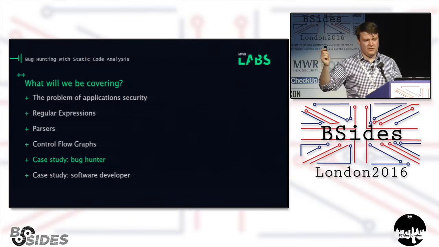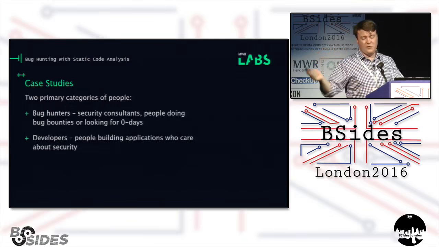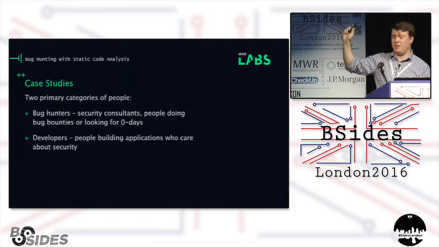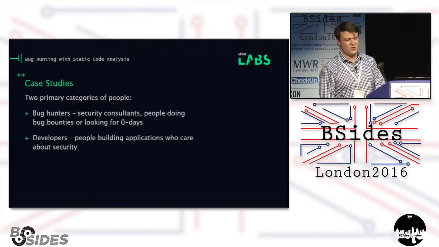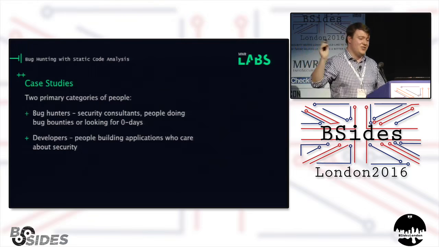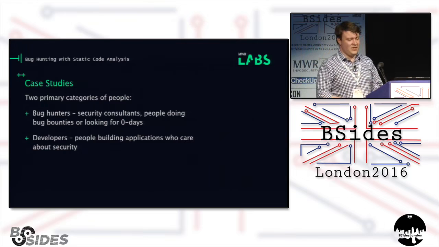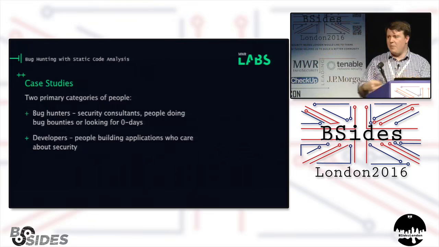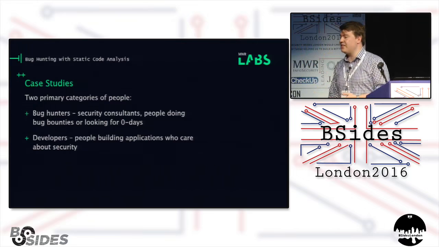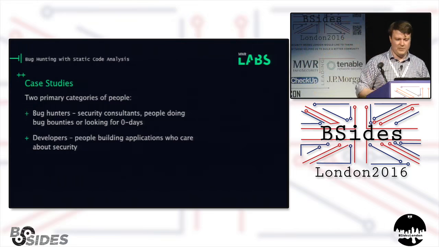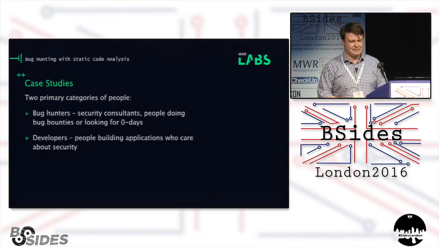So let's start with bug hunters. I'm going to define bug hunters here as security consultants, people doing bug bounties where they've got access to the source code, people looking for 0 days to sell to the Chinese, whatever it is that they want to be doing, but not people working on building the software in the first place, and then developers being people who build software who care about their security.